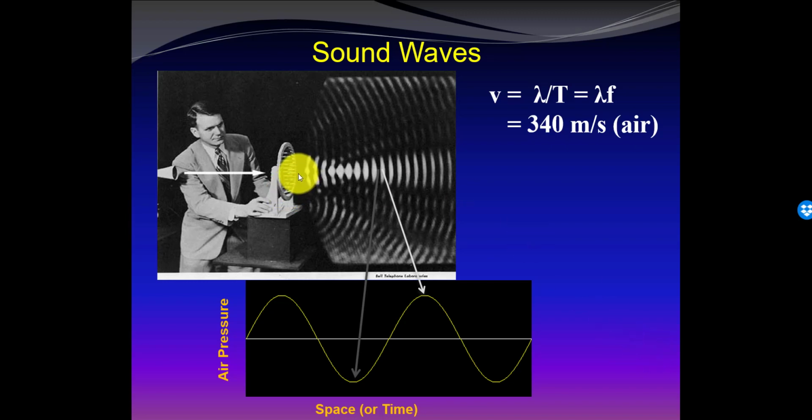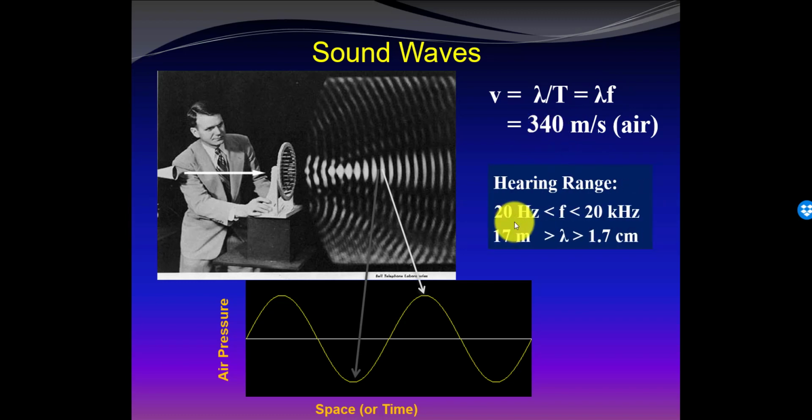Sound waves are essentially a series of high density and low density regions in air. So when a speaker is initiated, you can see that a wave is produced that has high pressure and low pressure. This velocity shows the speed of sound in air at approximately 340 meters per second. We hear frequencies of these sine waves in the range of 20 Hz to approximately 20 kHz. The wavelengths are shown here.